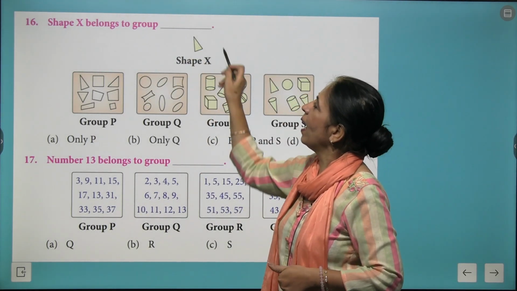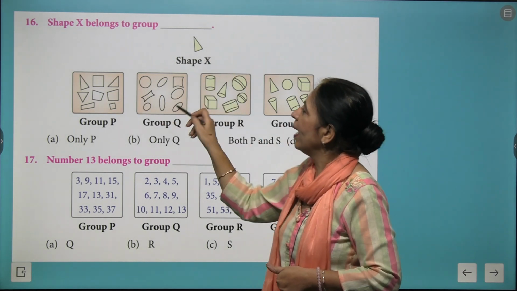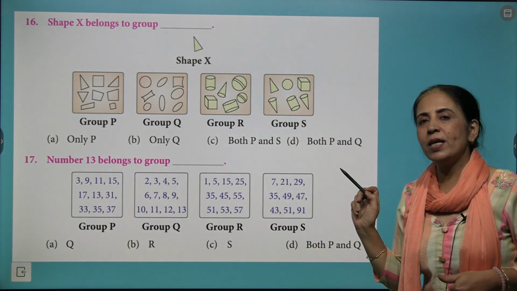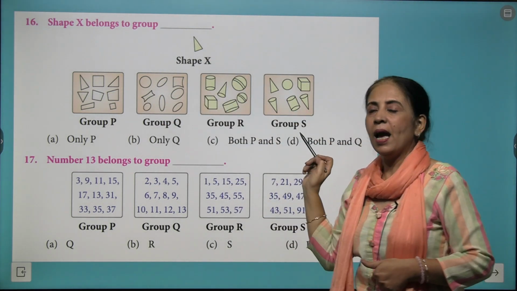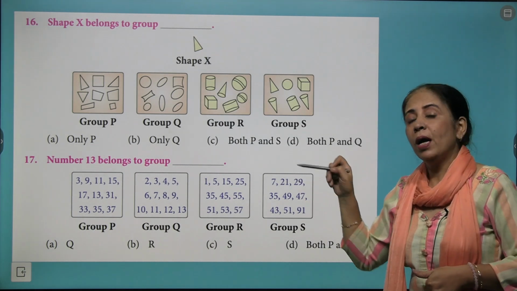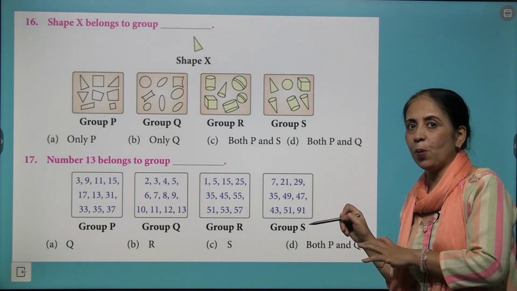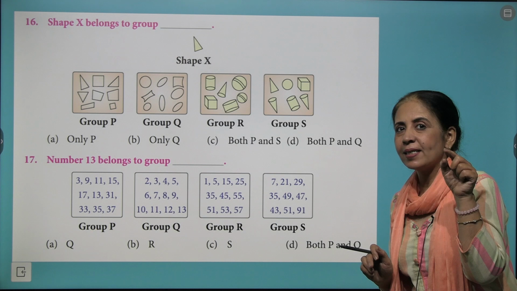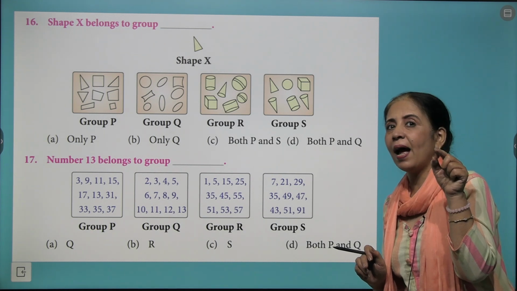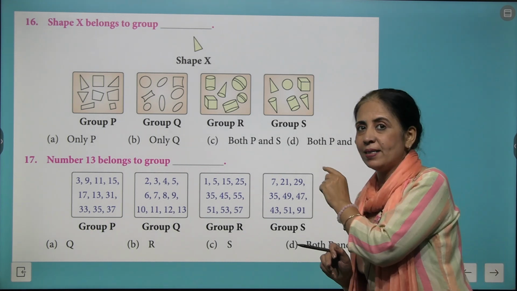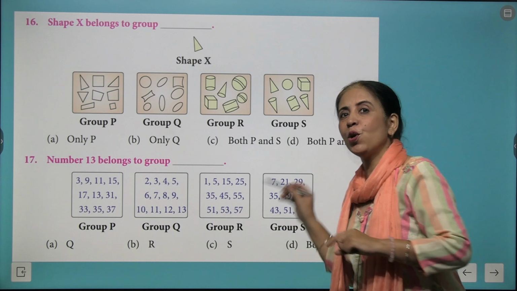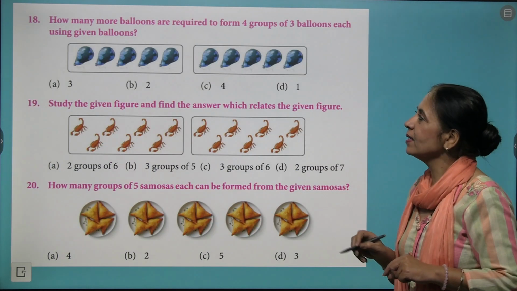And moving further, we have a very interesting question. A shape is given and you need to find which of these groups this shape belongs to. It could belong to 1 group, it could belong to more than 1 group also. So a little mental exercise is required, and just visualize the figure properly before you come to the right answer.